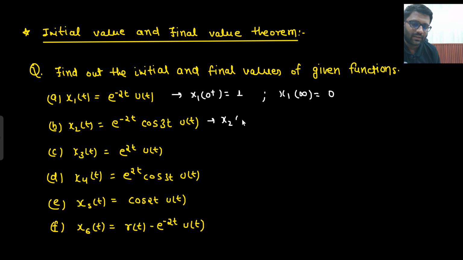If I ask you here, what is the value? If you put t equals to 0 here, e to the power 0 will be 1, cos 0 will be 1. But if I ask you at infinity, the value will be 0.